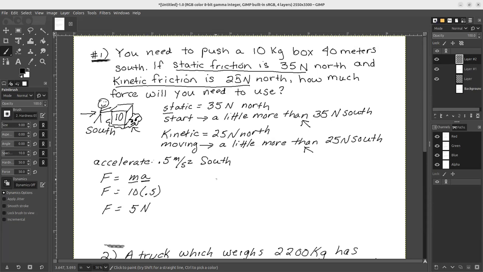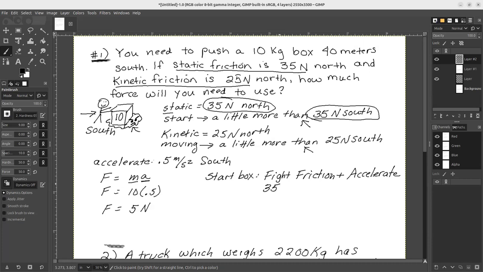So remember, to start the box, we need to fight friction and then accelerate. So to fight friction, we need this right here. We need to fight against that, which is right here. Okay, so 35 newtons south. To accelerate, we need 5 newtons. Wait a second. What direction are we going? Oh, plus we need to apply our 5 newtons south. Now we add those together, and we get 40 newtons south.